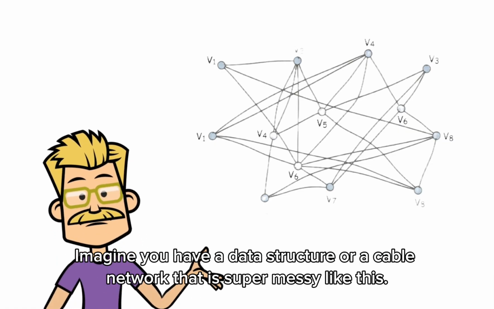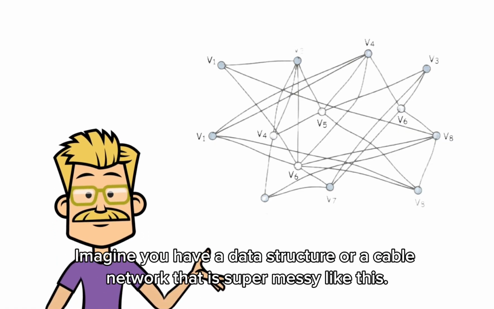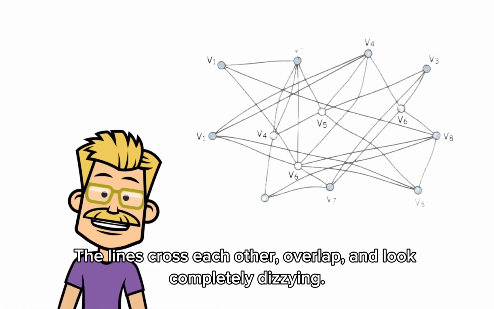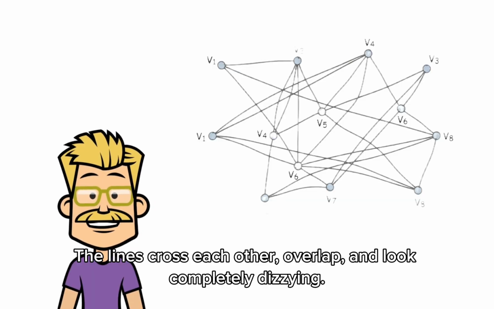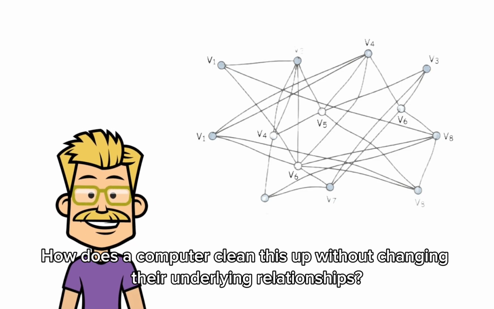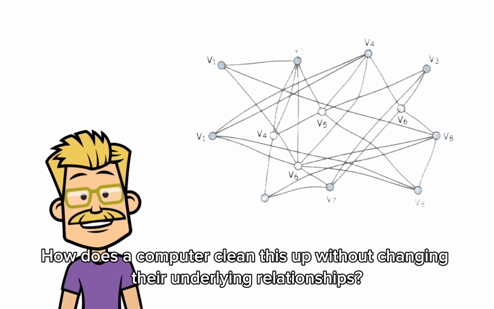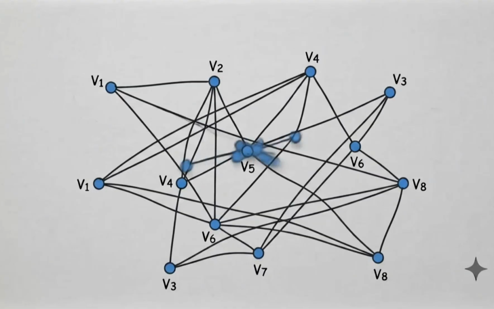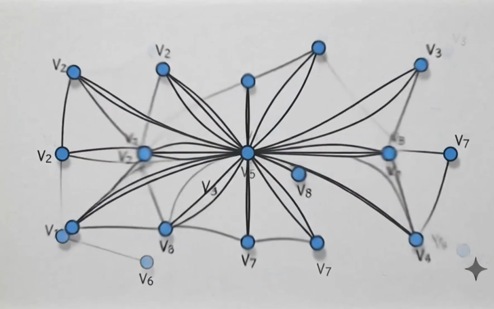Imagine you have a data structure or a cable network that is super messy like this. The lines cross each other, overlap, and look completely dizzying. How does a computer clean this up without changing their underlying relationships? The secret step lies in a mathematical method called book embedding.